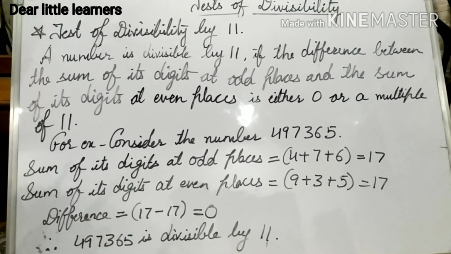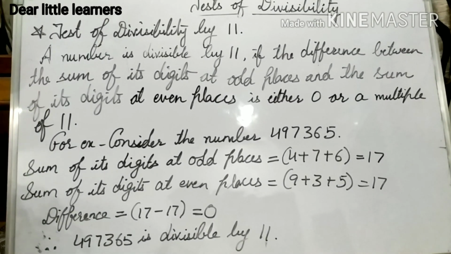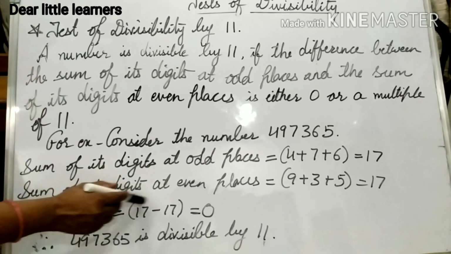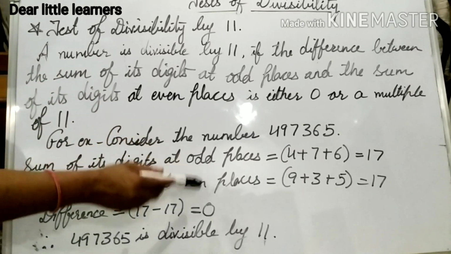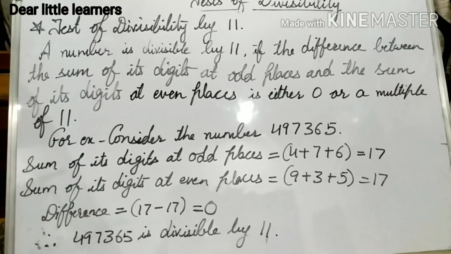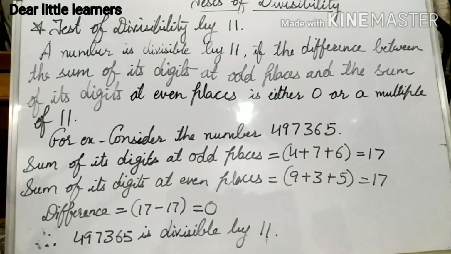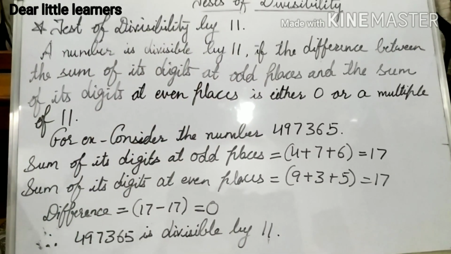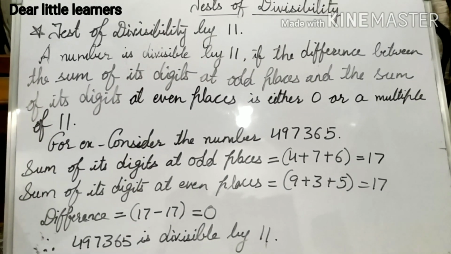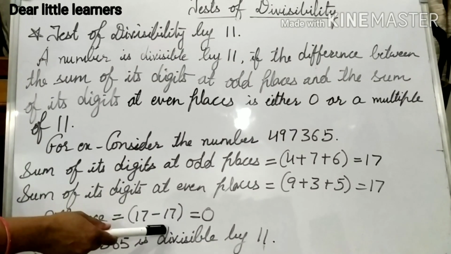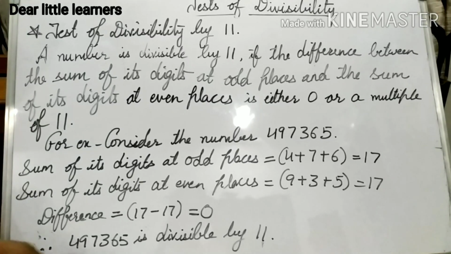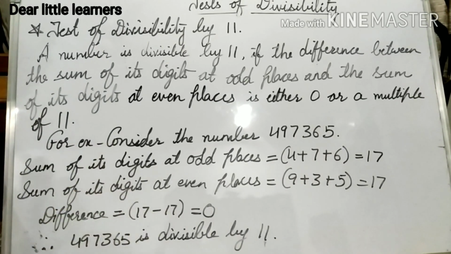After that we have to find the difference between the sum of the digits at odd places and the sum of the digits at even places. And the difference which we get, if it is either 0 or a multiple of 11, that means the number will be divisible by 11. And here when we subtract, we find the difference is 0. That means this number is divisible by 11.